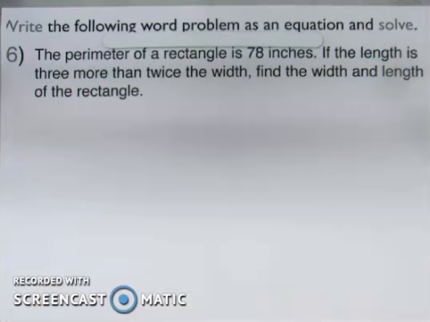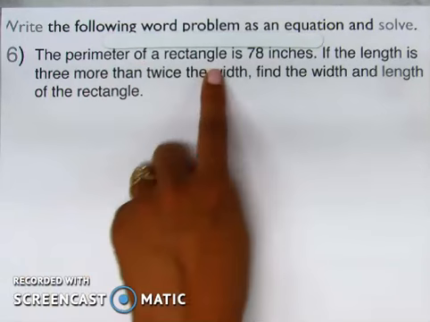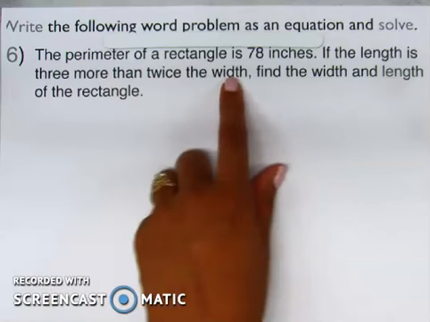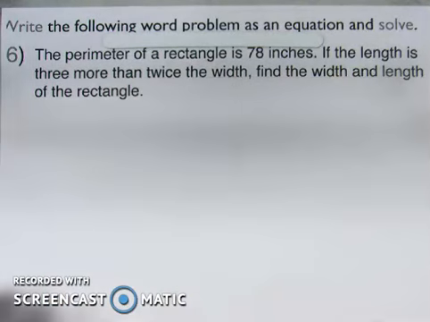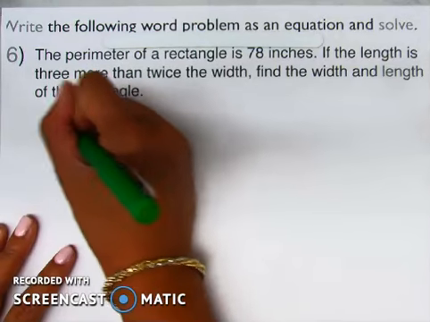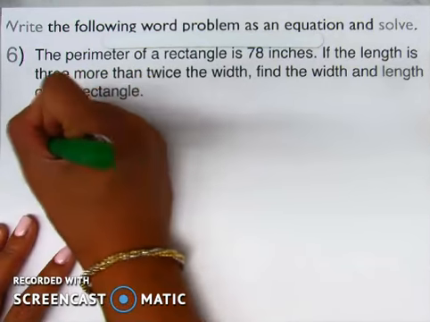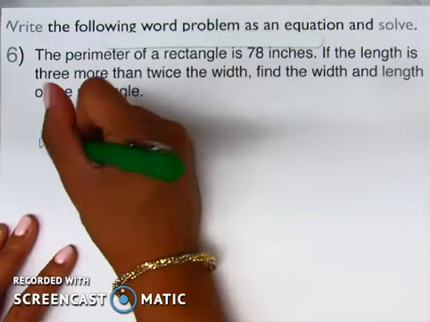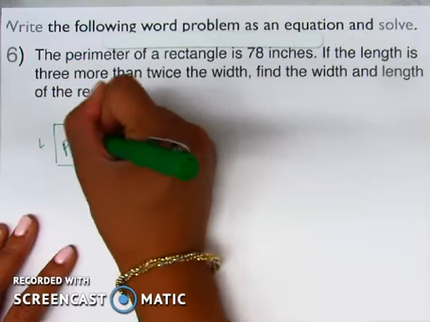Okay, so we're going to go ahead and skip on to number 6. It says here the perimeter of a rectangle is 78 inches. If the length is 3 more than twice the width, find the width and length of the rectangle. So real quick, let's draw ourselves a quick rectangle. Let's label the 2 lengths and the 2 widths, understanding that the perimeter of this rectangle is 78.